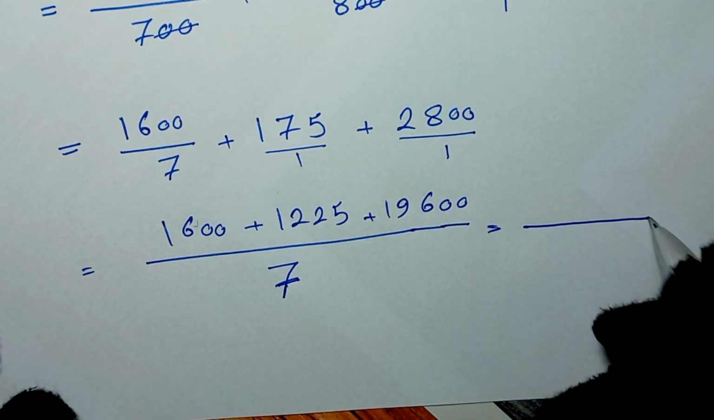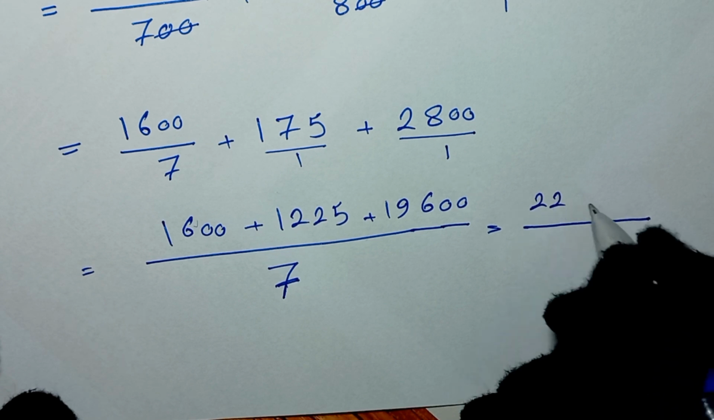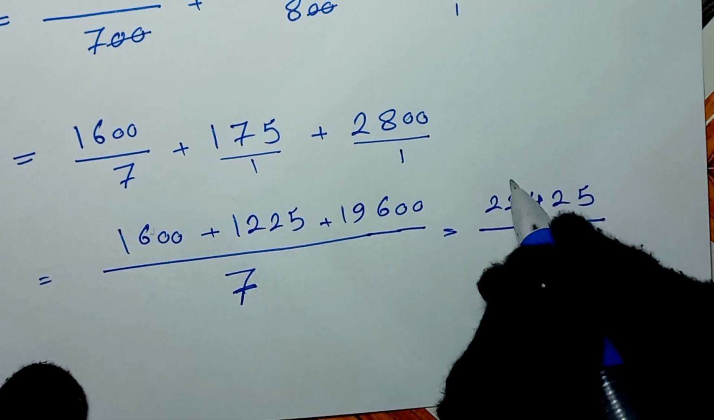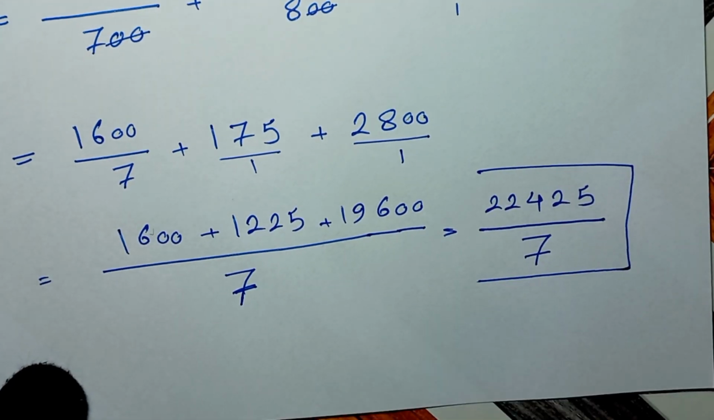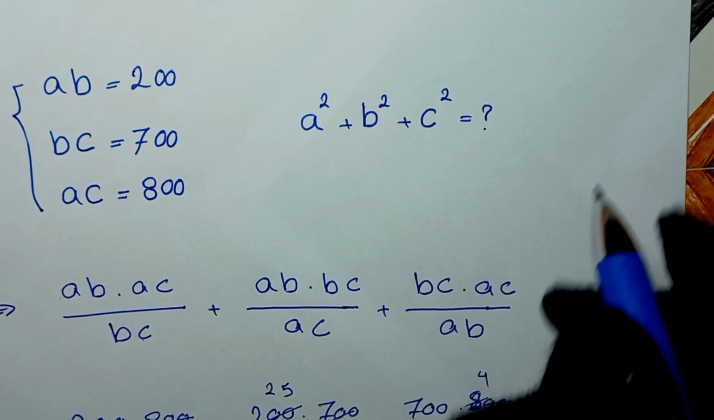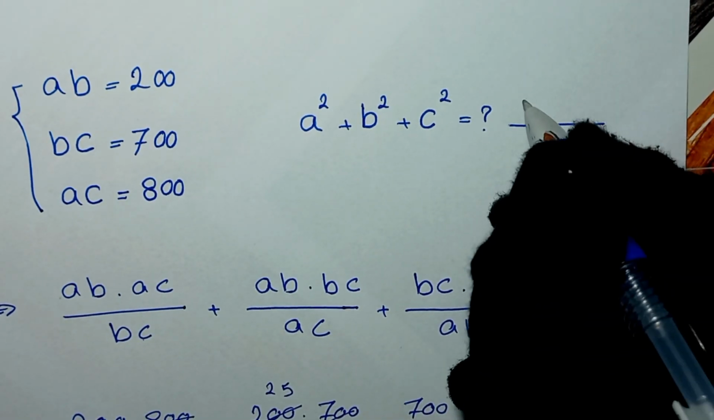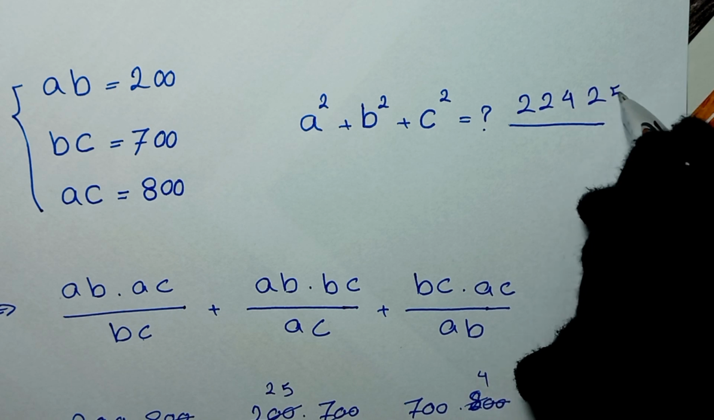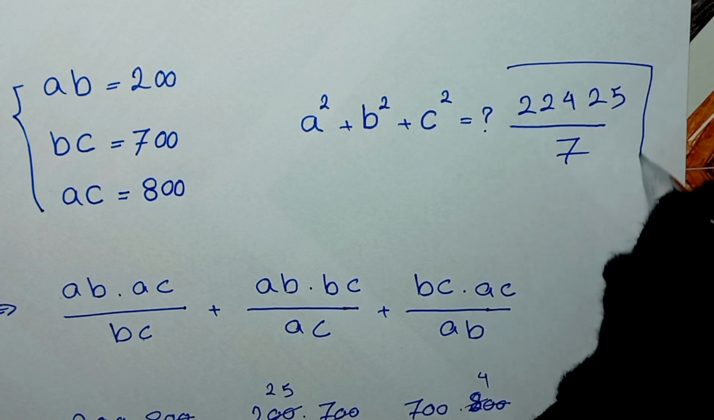it will be 22,425 over 7. And this is our final answer for A squared plus B squared plus C squared. So we write here 22,425 over 7.